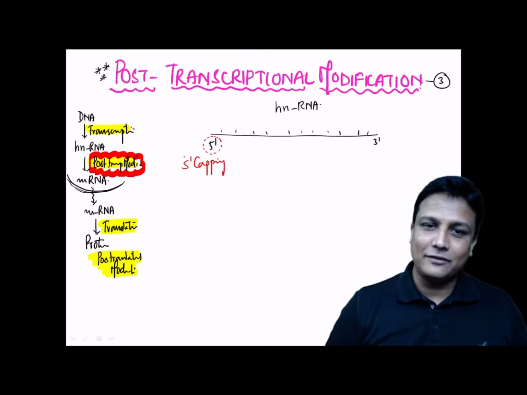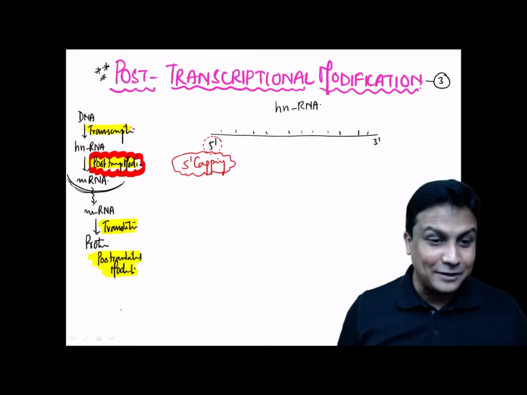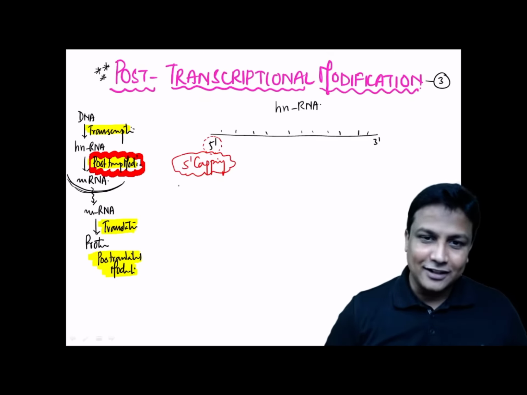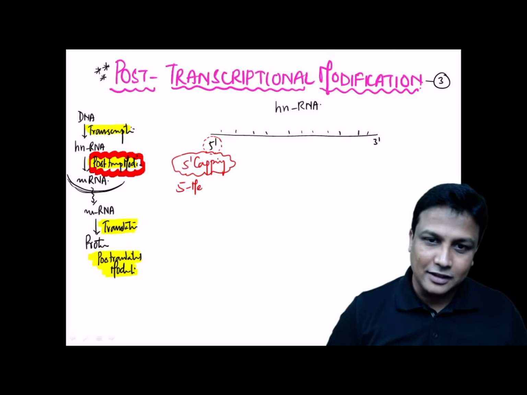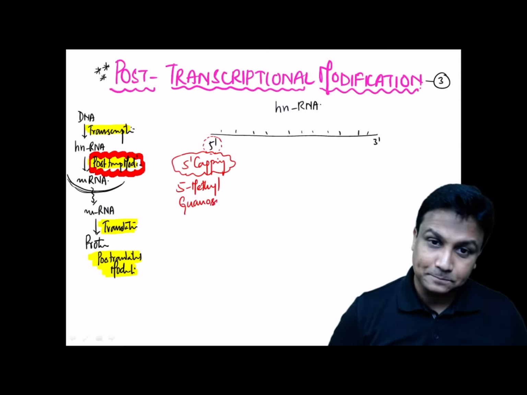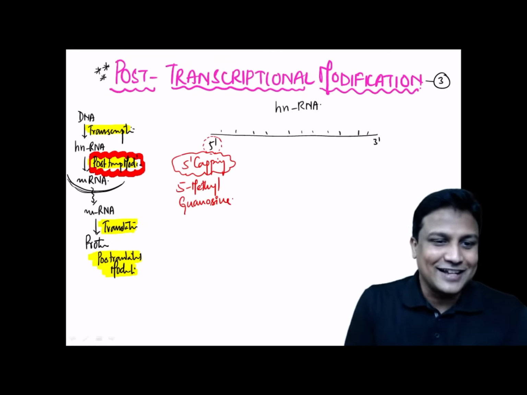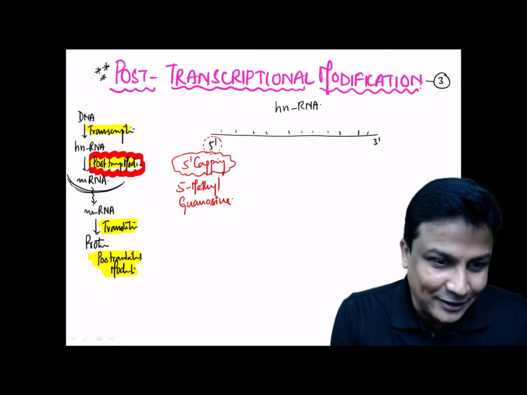So what is the modification taking place at the 5' end? It is 5' capping. And in 5' capping, what will be attached here? Yes, it will be 5-methyl guanosine. You have to remember the name of this one. This was the one which was asked in your exam.